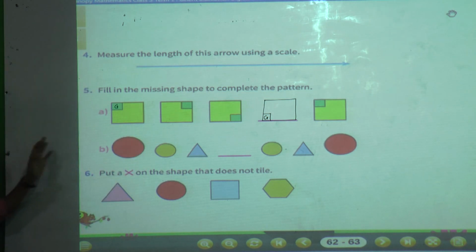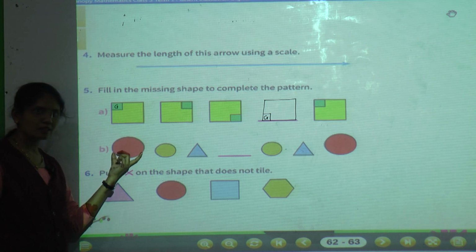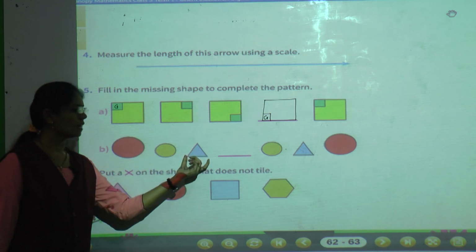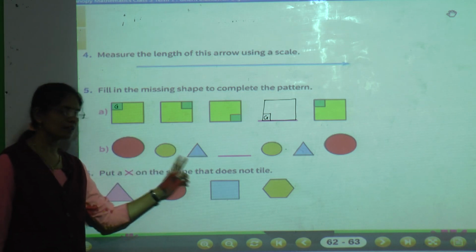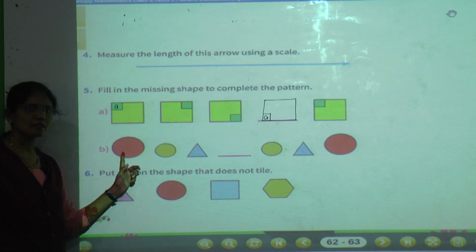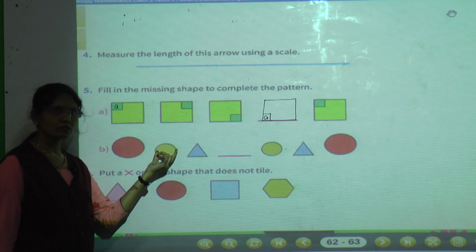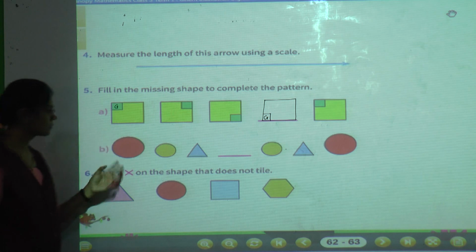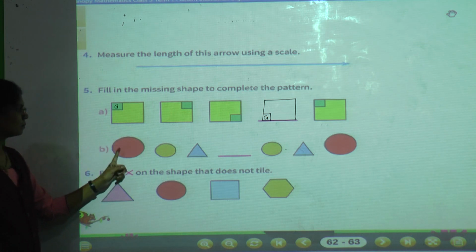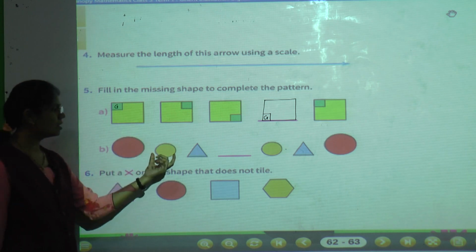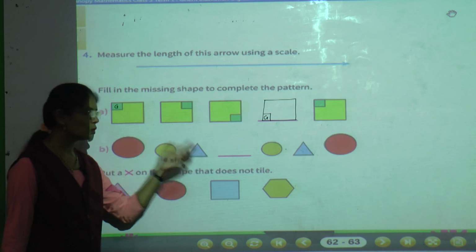Next, see the second pattern. Here a big circle, then a small circle, and one triangle is there. Actually two shapes are there, triangle and circle, but two circles are there. One is big and another is small. Here red color is given for the big circle, the small circle is yellow color, and the triangle is blue color.